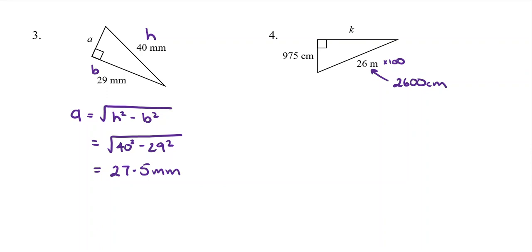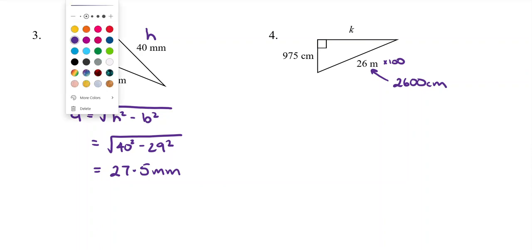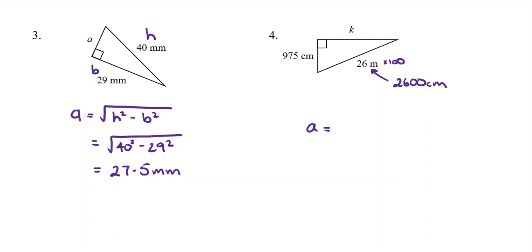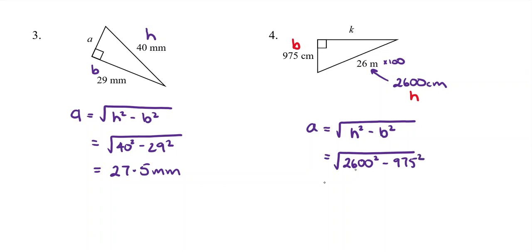We're trying to find our shorter side, so it will be a equals square root h squared minus b squared. Which number is the h? The big one, the 2,600, good. Which means the 975 is the b. Let's sub that in. Square root 2600 squared minus 975 squared.